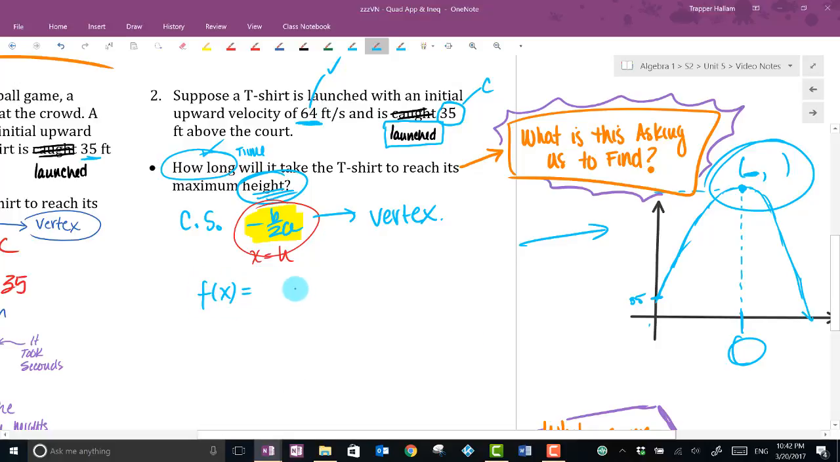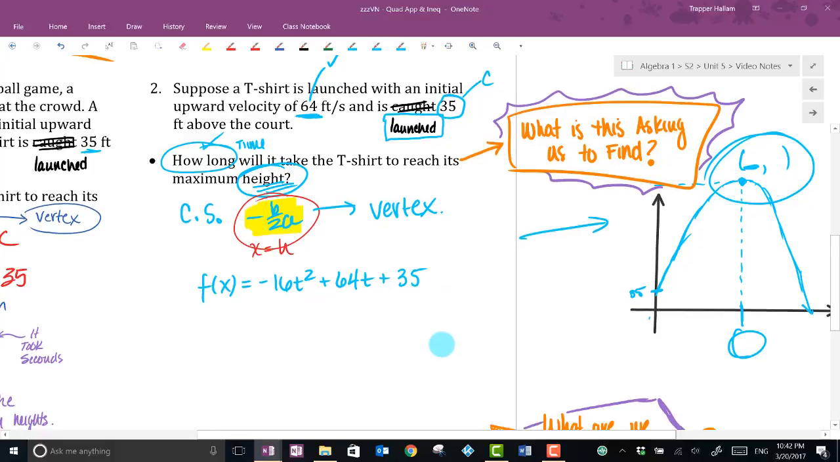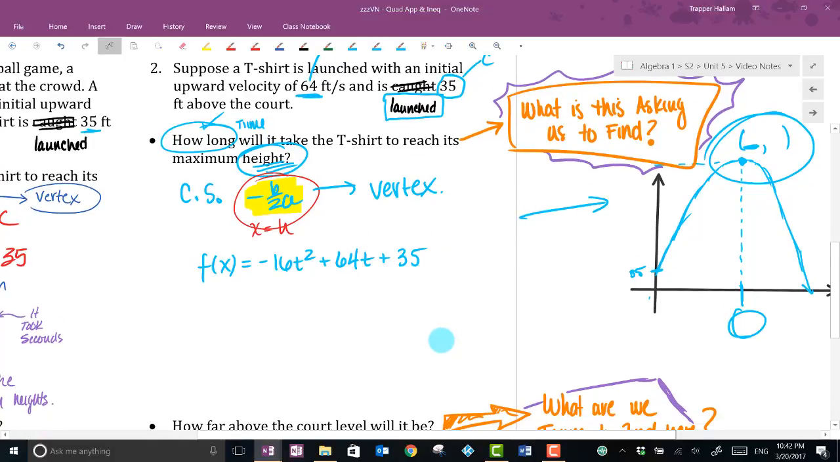So the function would look like this. F of x equals negative 16t squared plus our initial velocity, which is 64 feet per second, times t. And then we additionally have to add in our initial height, which is 35. There it is in standard form. It would be nice if it was in vertex form, but we never do that. We don't really write in vertex form too often, at least not from an application standpoint. And so we have this problem here.